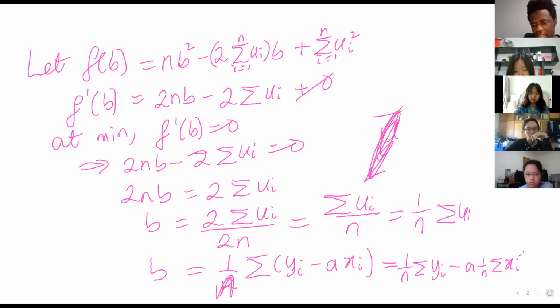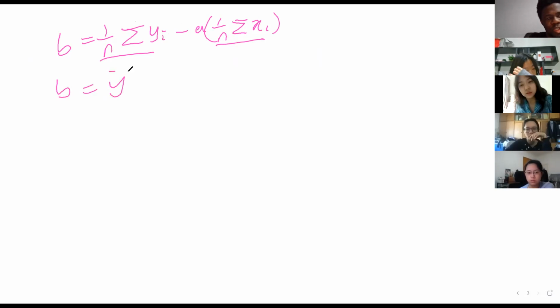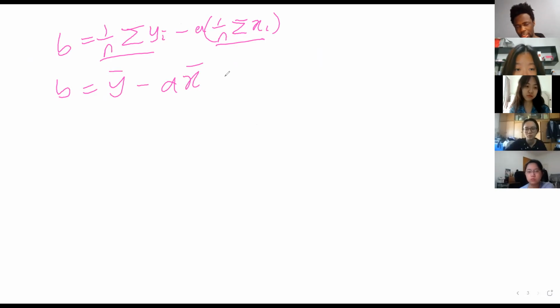So clearly, your b is equal to, from here, 1 over n sigma yi, then a times 1 over n sigma xi. Clearly this is x bar, this is y bar. So that is why we say our b is y bar minus a x bar. Okay, I just wanted to explain that part because it looks a bit confusing. But the other parts should be easier.